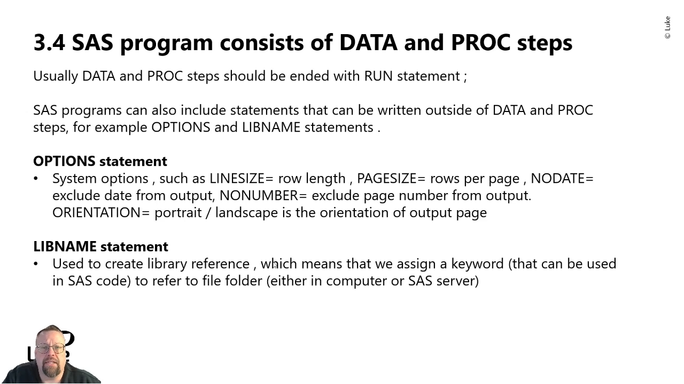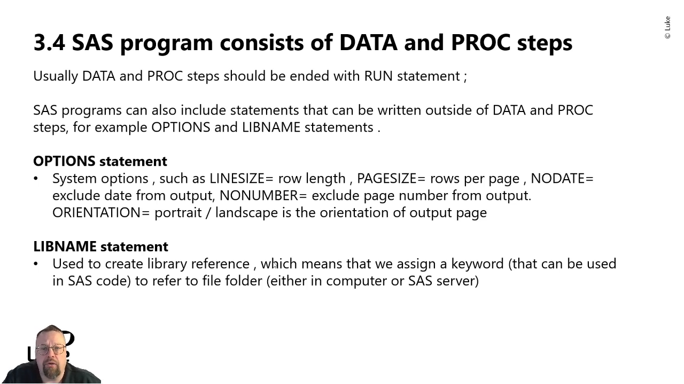Options statement is one where you can set different system options, such as line size, page size, an option to exclude date from the output or exclude the page number and so on. Orientation is also one option which might be quite convenient to switch to landscape and get more space.